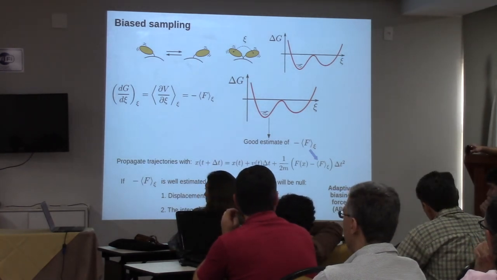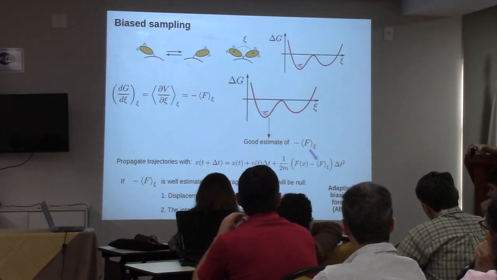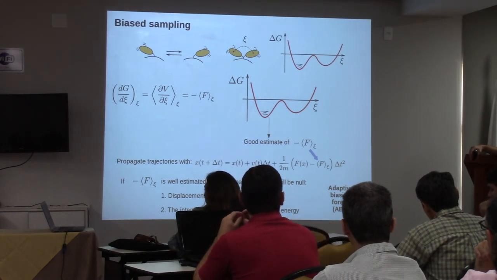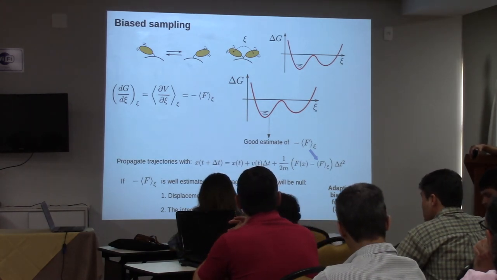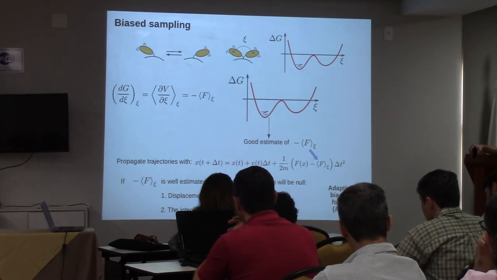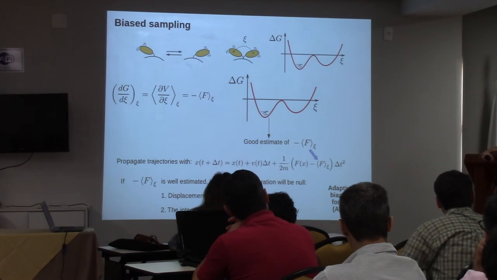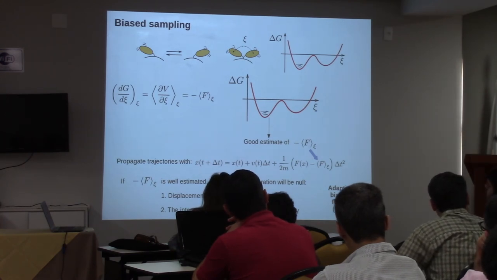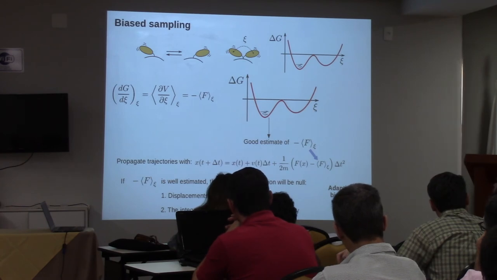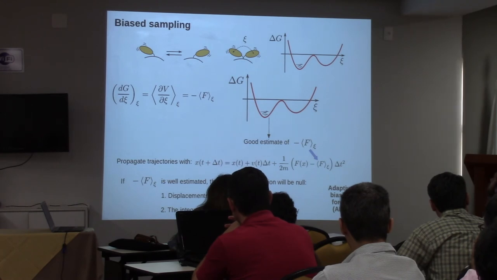However, in this case, I take advantage of the fact that I'm trapped in this position to compute the average force that the system is feeling along the reaction coordinate at this position. And instead of adding a potential energy, I add minus the average force to the propagation of the trajectory, and that will also provide me a way to escape from this basin of free energy. Then I have to integrate this average force to obtain the free energy profile. This is the kind of technique which is called adaptive biasing force simulations.